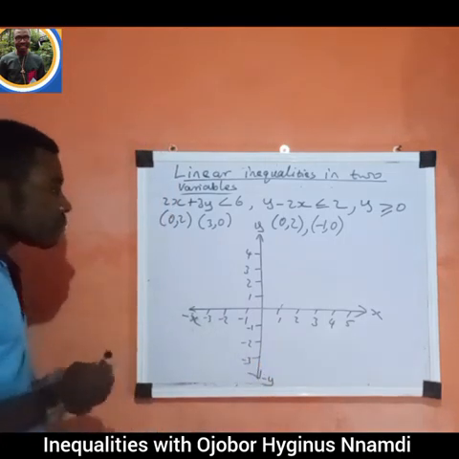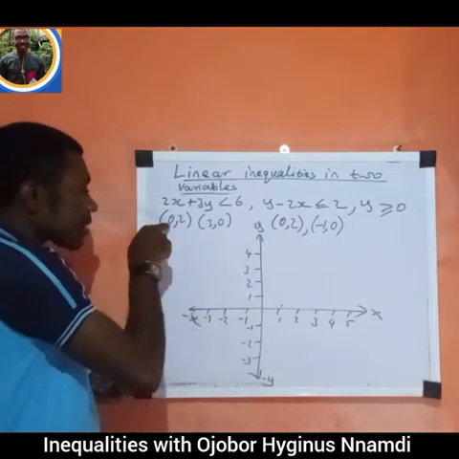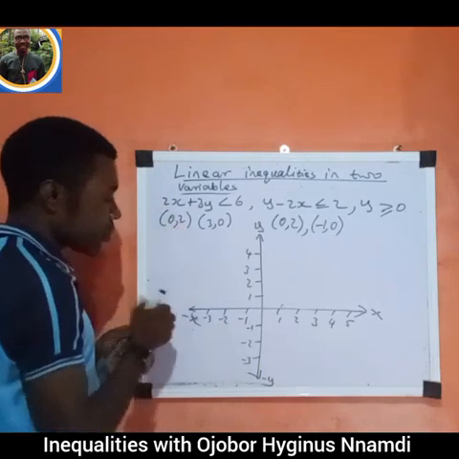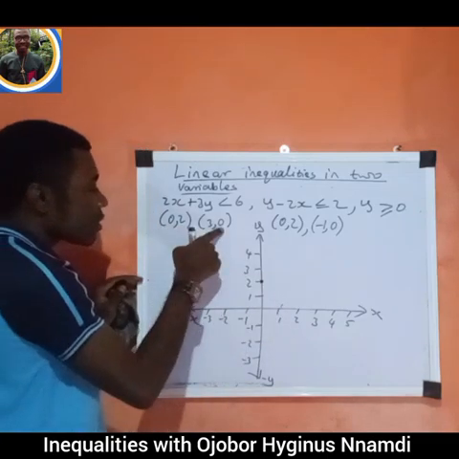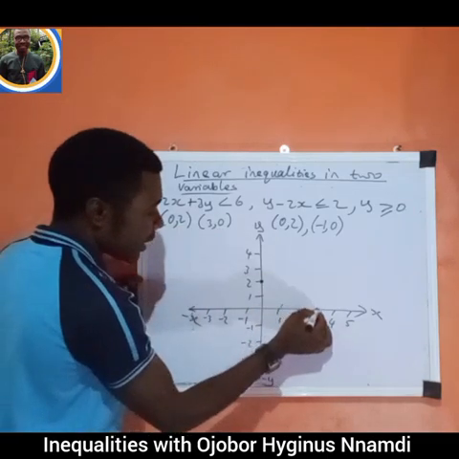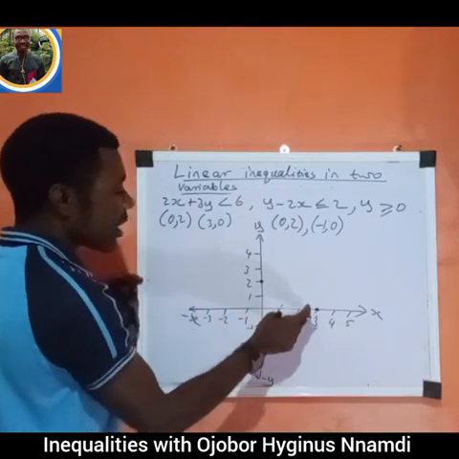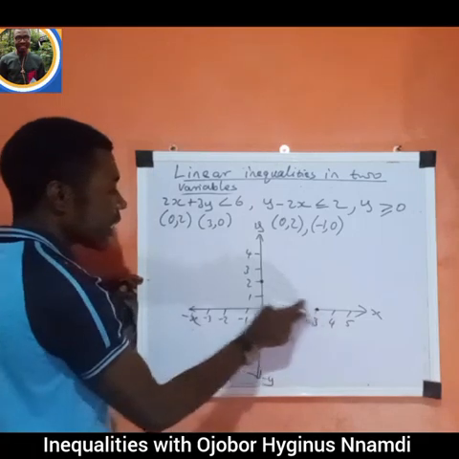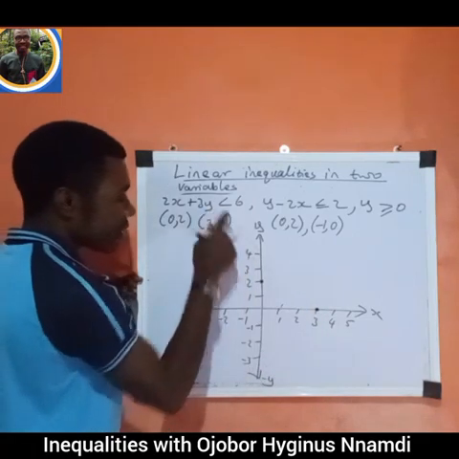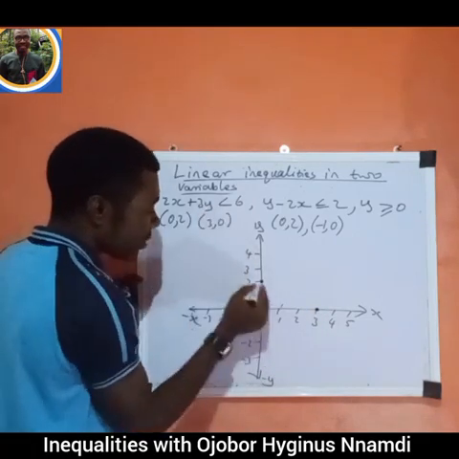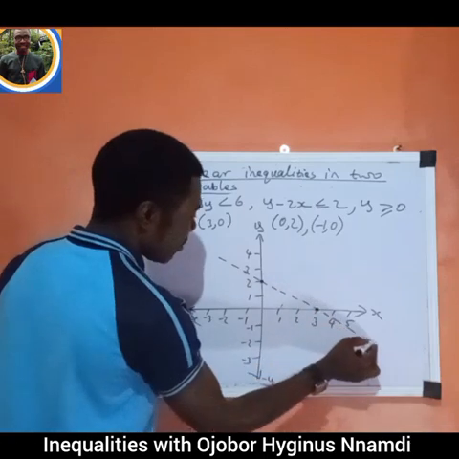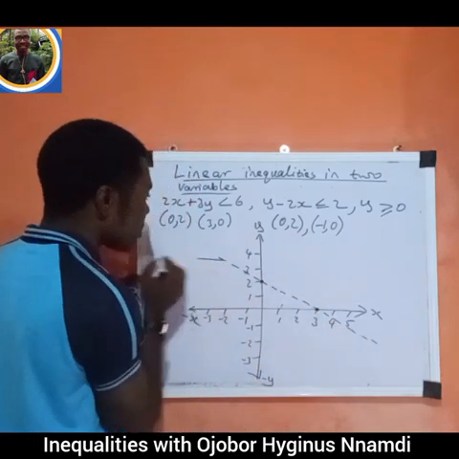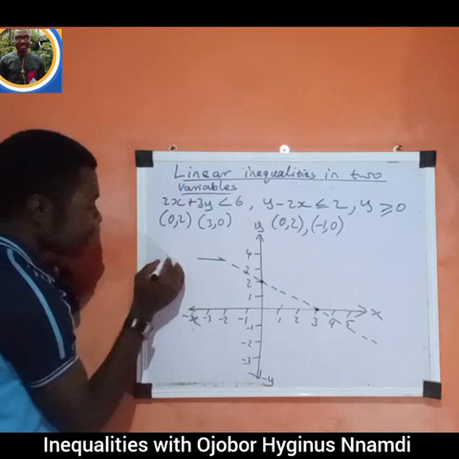Okay, so this is at x equals 0, y is 2. So you go to y and locate 2. At y equals 0, x is 3. Go to x and locate 3. Then join the 2 points. And what will determine whether it's a continuous or broken line is the inequality sign. Because there is no equality sign on it, it is going to be a broken line, as we agreed. A broken line. Of course, because we have more than one inequality, you label it.